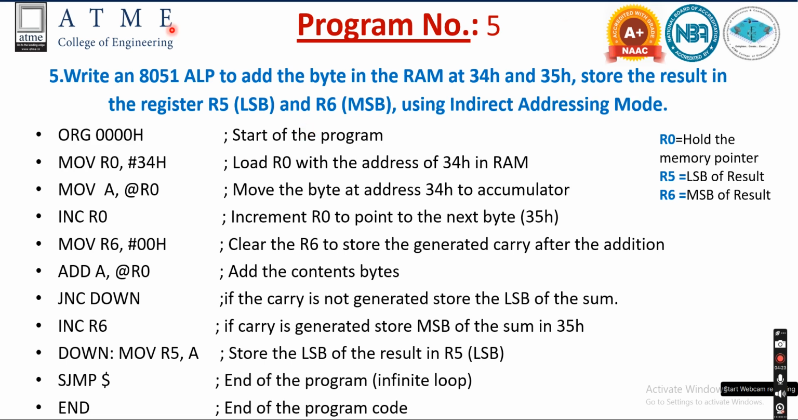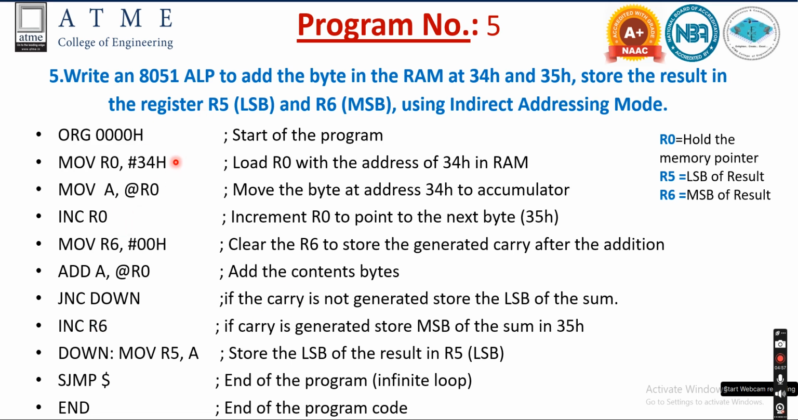So here is a program used to perform the byte addition. This program starts by loading the R0 register with the address of RAM location 34H. It then uses indirect addressing mode to access the byte at 34H and then adds the byte at 35H. So the result will be stored in R5 and R6.